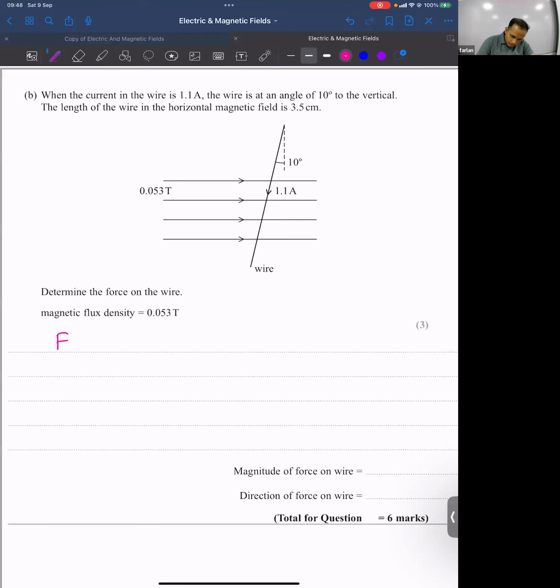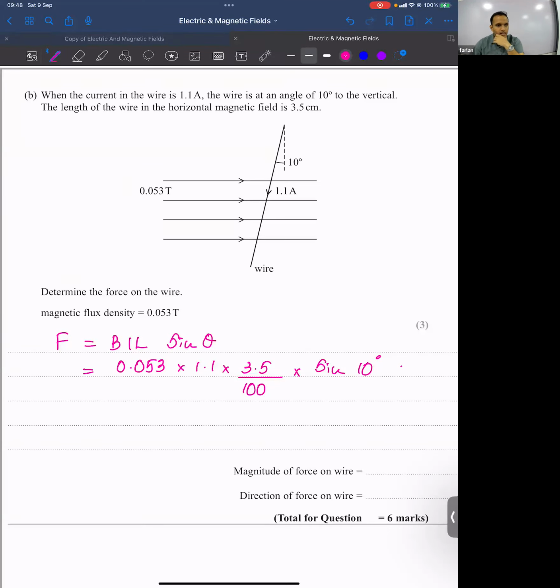So F equals BIL sine theta. B is 0.053, I is 1.1, L is 3.5 centimeters, which means 3.5 over 100 in meters, into sine 10. Did you do this? Who did this? That's wrong, sir. It should be cos 10. We have done this, mark it wrong.